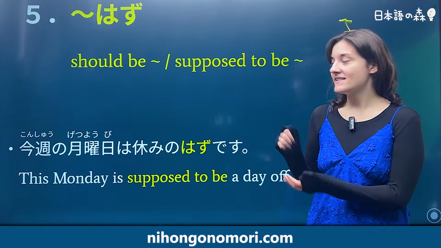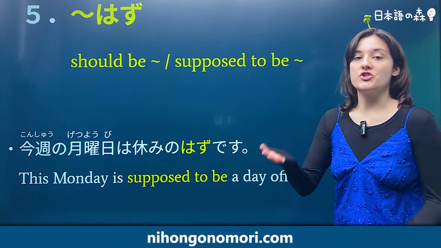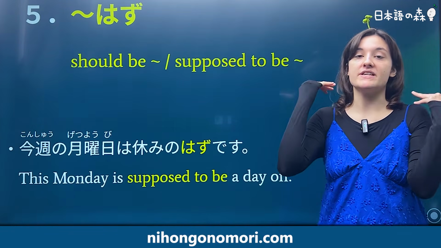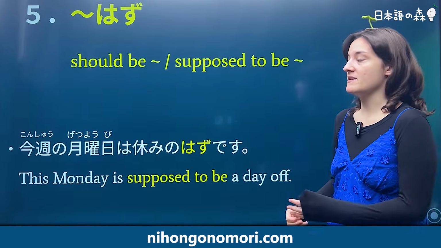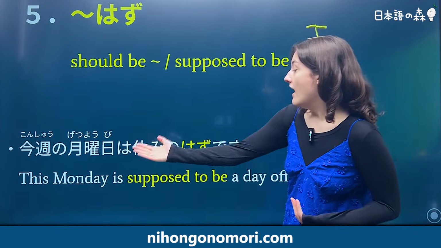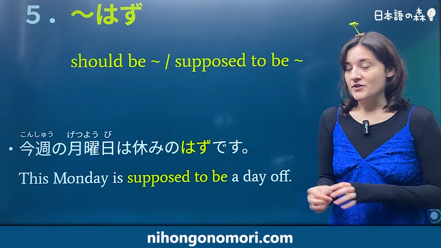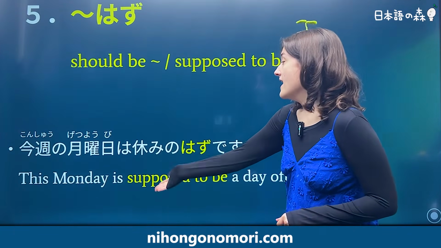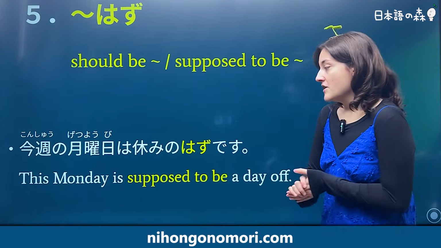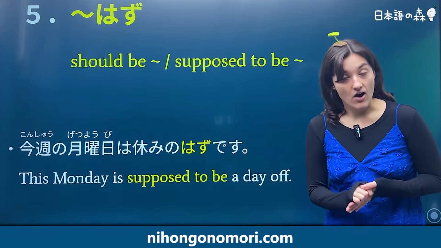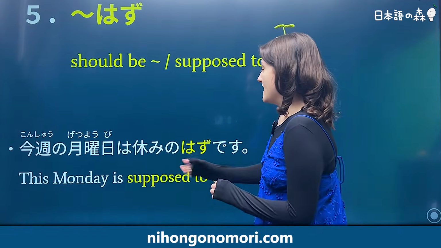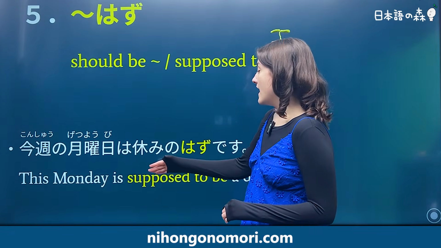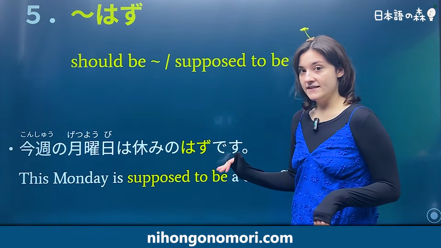Hazu or hazu desu. So this means that something should be the case or is supposed to be the case based on my previous knowledge, right? So maybe somebody told me, hey, Monday is a day off. So that's why I'm able to say, 今週の月曜日は休みのはずです. Monday is supposed to be a day off. So what's happening here is we have the noun yasumi, day off, and then we have no hazu desu.